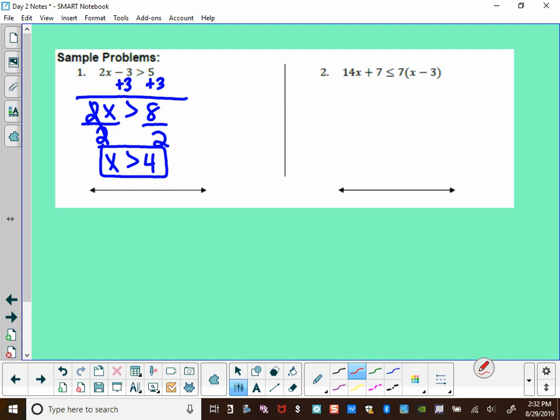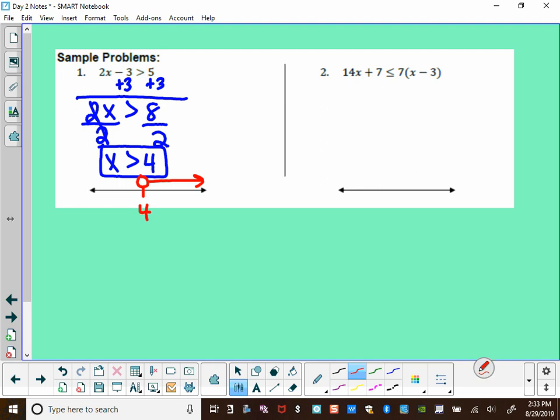We're not going to stop there. They want us to graph it. So I have 4. Will it be an open or closed circle? Open. Open, and we're going to shade to the right. You just follow the inequality symbol. All of those numbers will work in for x.